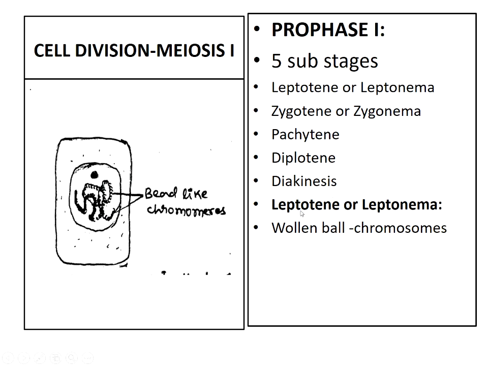So first one is the leptotene or leptonema. The important events of leptonema are as follows. First, the nucleus enlarges in size, and chromatin is transformed into chromosomes. The chromomeres are very long, thin, slender, and appear in the form of single threads. And the long slender chromosomes move towards the nuclear membrane and come in contact with it.